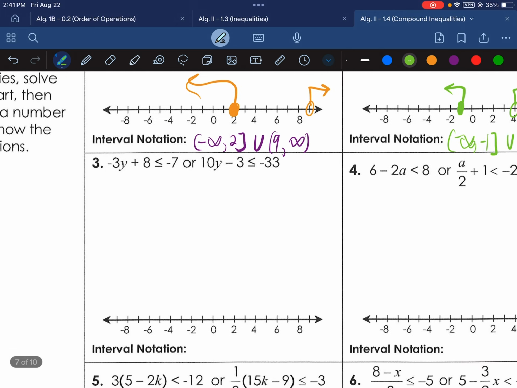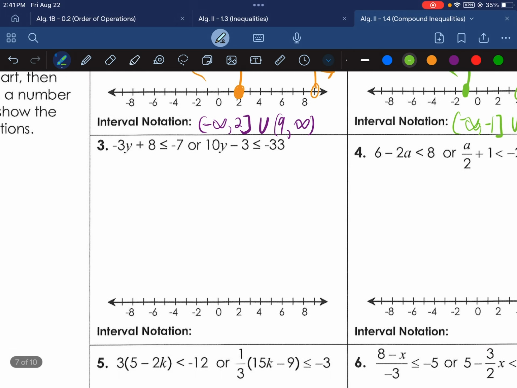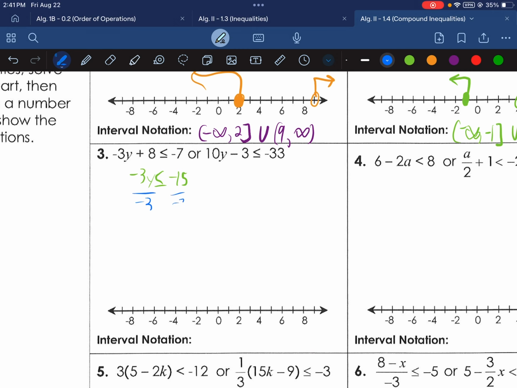On to number 3. Once again, solving these separately, so I'm going to subtract 8 from both sides of number 3 and get -3y is less than or equal to -15. Now I have to divide by -3 on both sides. And remember, when we divide or multiply both sides of an inequality by a negative, we have to flip our inequality symbol. So it's y is greater than or equal to 5.